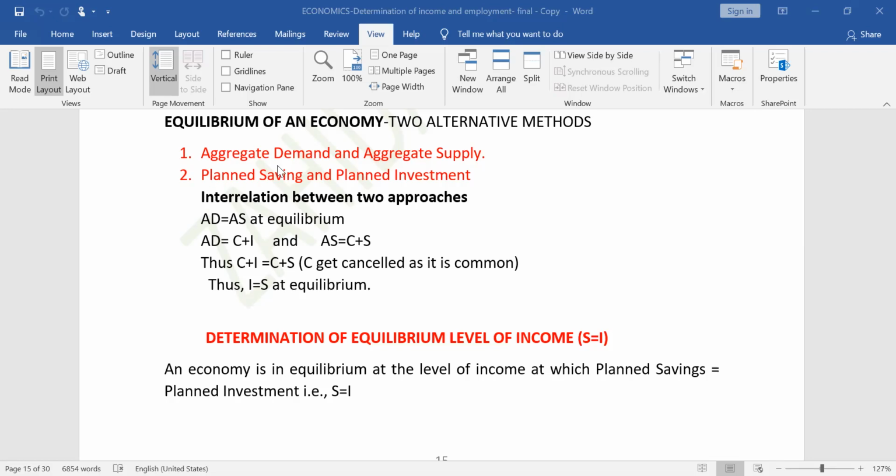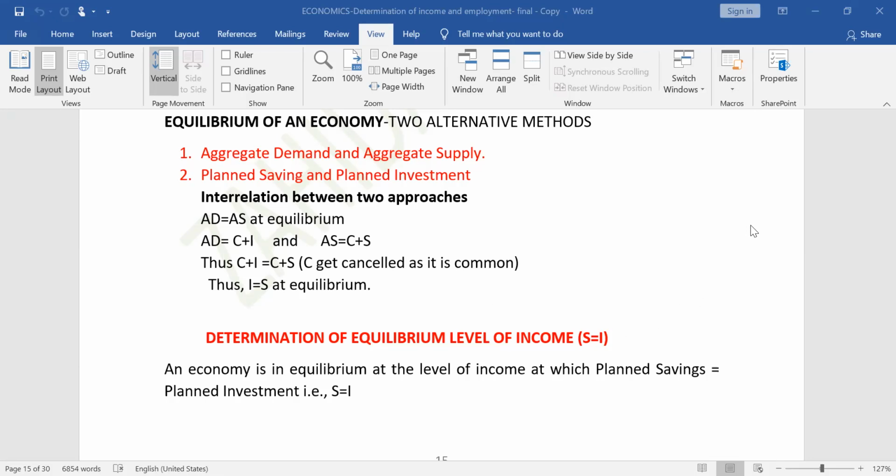Now, the other method is when planned saving is equal to planned investment. Planned saving and planned investment is also known as ex ante saving and ex ante investment. It is not actual saving and actual investment. Actual saving is always equal to actual investment. But an economy is in equilibrium when planned saving is equal to planned investment, or in other words, when ex ante saving is equal to ex ante investment. So with both methods we can determine the equilibrium level of an economy.